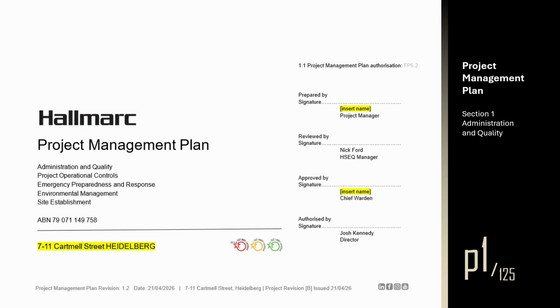The Hallmarc Project Management Plan is divided into 5 parts, incorporating administration and quality, project operational controls, emergency preparedness and response, environmental management, and site establishment. The cover page and subsequent page footers must be made site-specific. The cover page should also be signed by the persons responsible for preparing, reviewing, approving and authorizing the document.